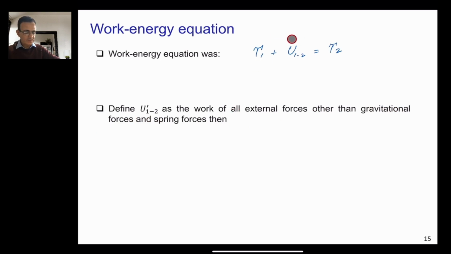Now we split this U12, and instead of this U12 we replace it by U12 dash. Then we end up with the equation T1 plus V1 plus U12 dash equal to T2 plus V2. So in this case, this is the new work energy equation.